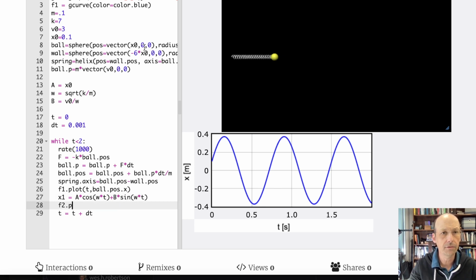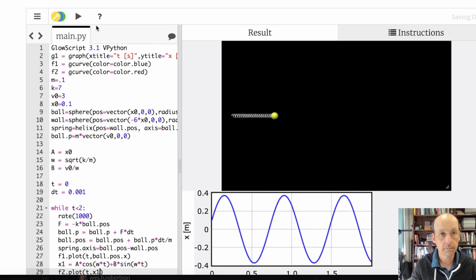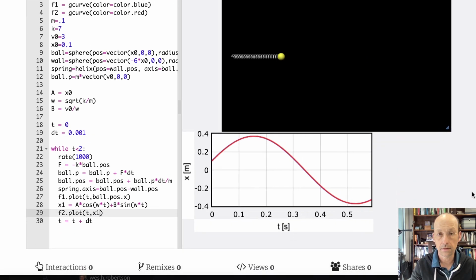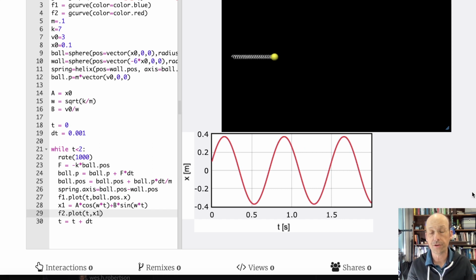F2 dot plot. Did I make an F2? Let's make another graph. F2 equals G curve, color equals color.red. And let's plot that. So F2 dot plot t, x1. And run it. And you'll see it looks red because those two graphs are right on top of each other. You can't tell the difference. They're identical. Okay, so that did work. So that's the first solution.